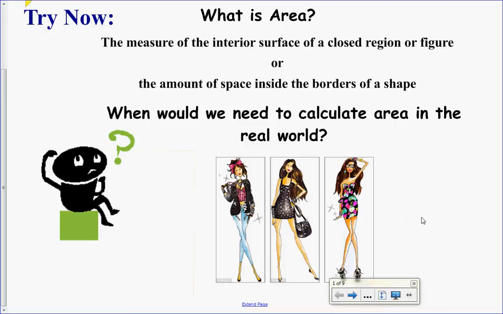And last, what about fashion? When you're talking about how much material to buy, you're talking about square yardage. How much material do you need to make a dress or pants or a jacket?